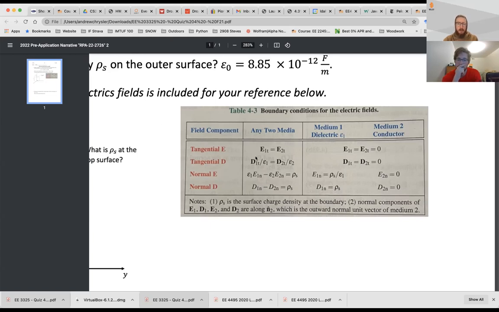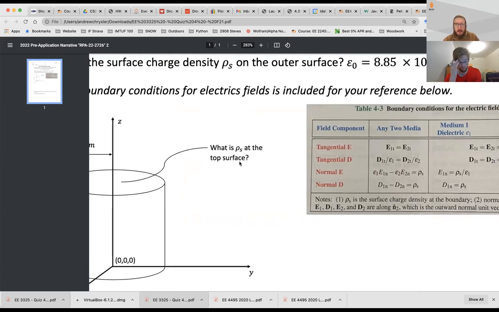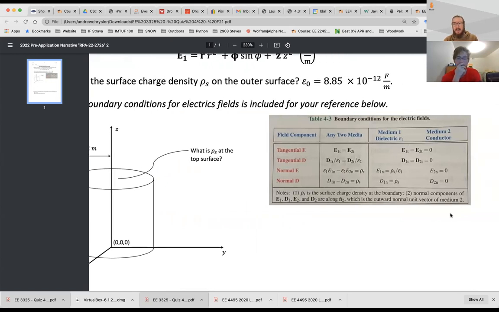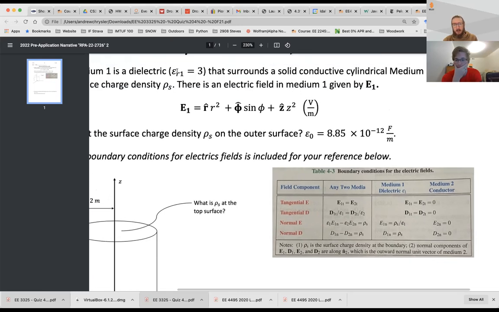Now, what we want to know is what the surface charge is at the top surface. Well, that would just be D1. And it's either D1N or E1N, and use the dielectric constant, which we also know.